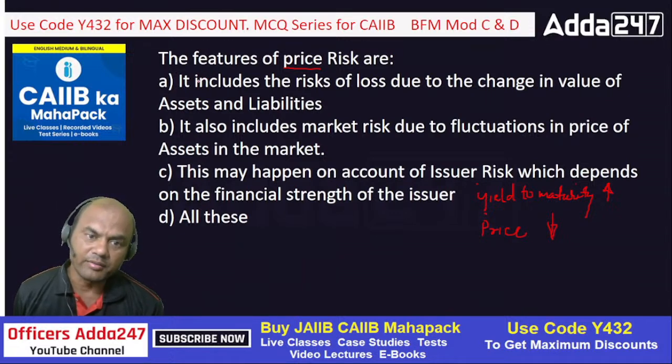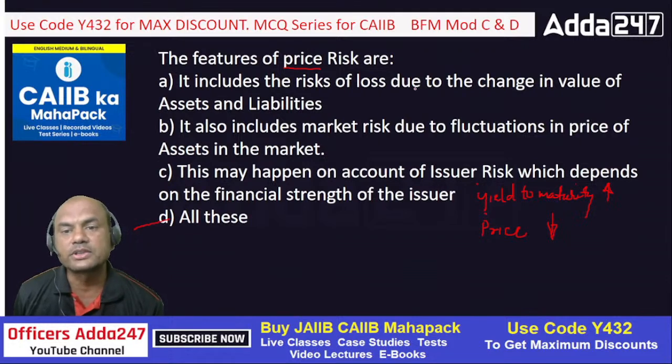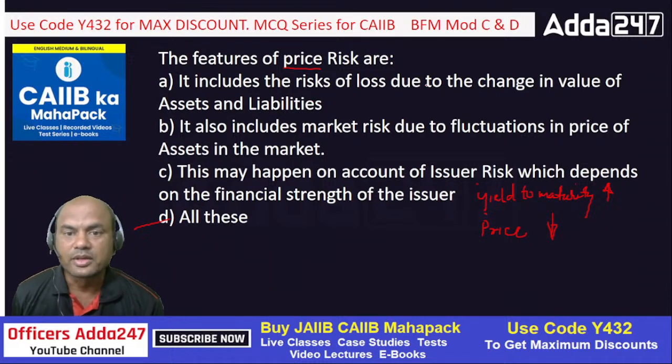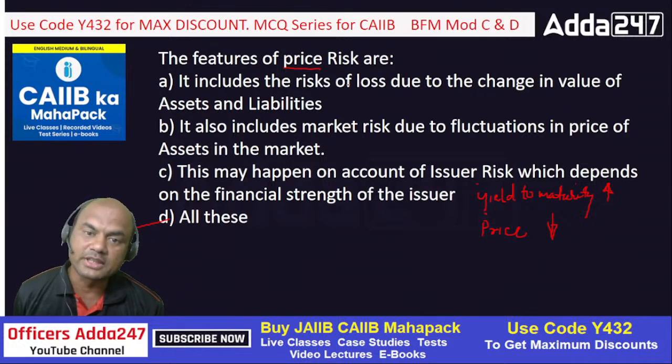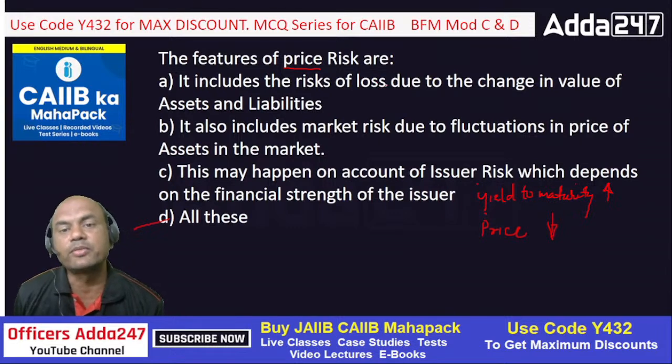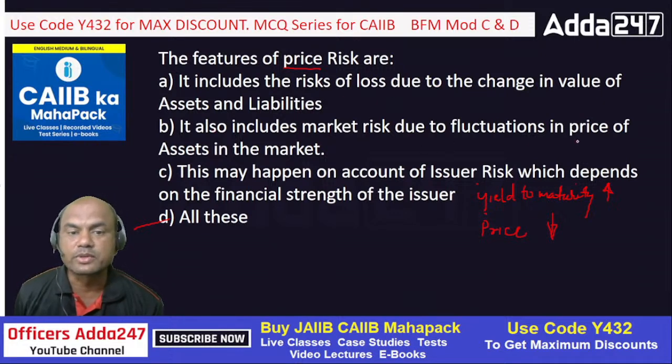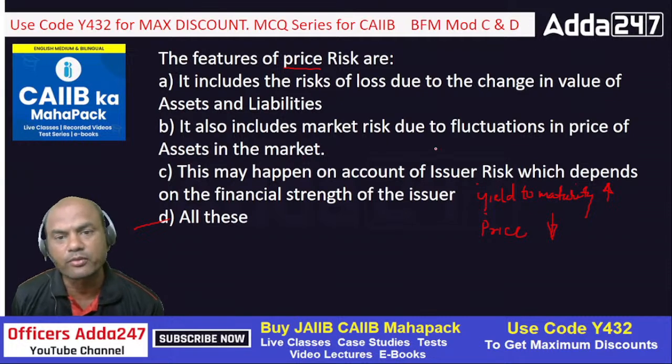Correct. Okay, the correct answer is all of these. Why? It includes the risk of loss due to change in value of the assets and liabilities. Definitely, isn't it? Change in value means if I bought the bond at, let's say, X price, and now it is at X minus 10, then if I have to sell it, my price will be lower. So I'll be facing the price risk over here. Means I'll be lesser in my assets then. It also includes market risk due to fluctuations in the price of the asset in the market. It's but obvious. A and B are almost related, right?